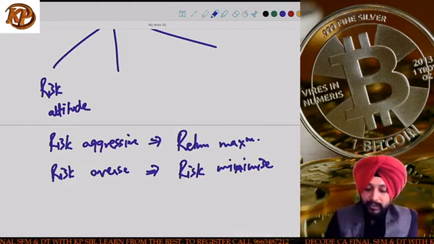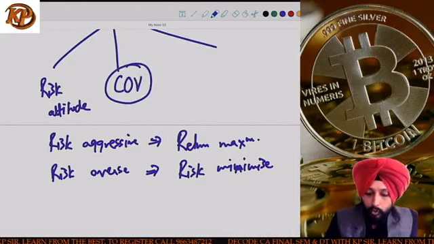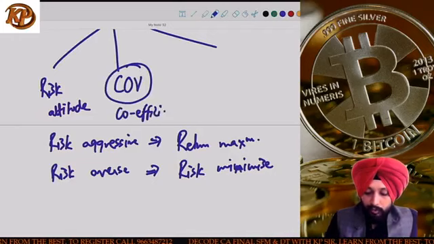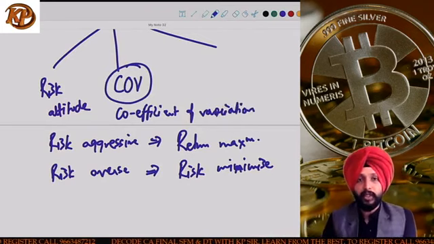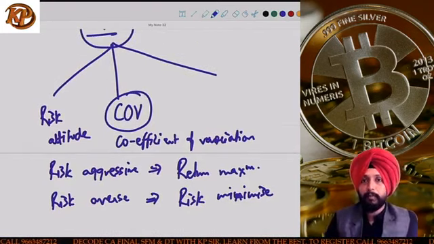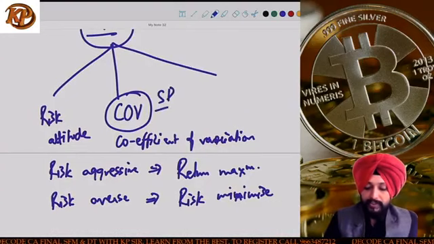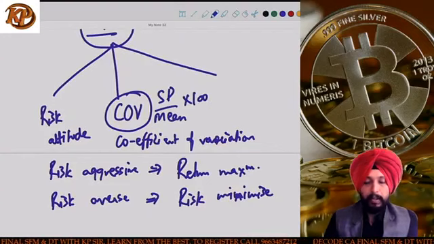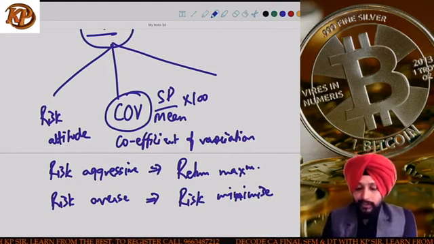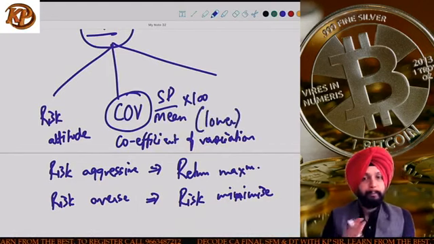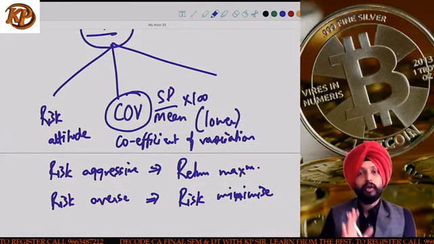That's the first criteria. The second criteria is we calculate something called the coefficient of variation. You remember that? I told you don't learn the formula. First you learn the sentence. We learn the formula in the form of a sentence. What is that sentence? Risk per unit of return, which is basically SD by mean. Mean means average return. SD by mean into 100. That is the second formula which we use. It's called the coefficient of variation. And obviously this is lower the better for us.